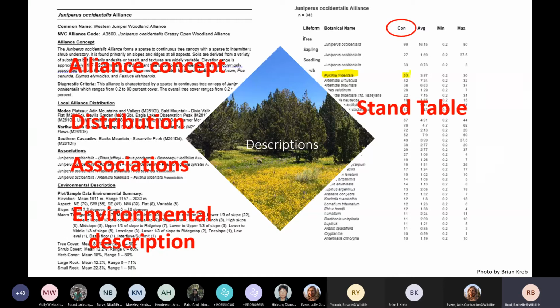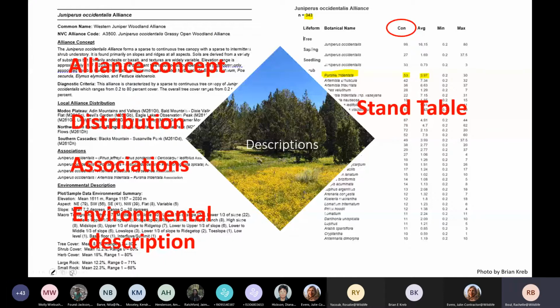That's what the constancy means. So there's 343 juniper stands that went into defining the alliance for the study area. 53% of those have Artemisia tridentata present at about 4% cover in those plots. So that's how you use stand tables. And those descriptions can be found in the report.